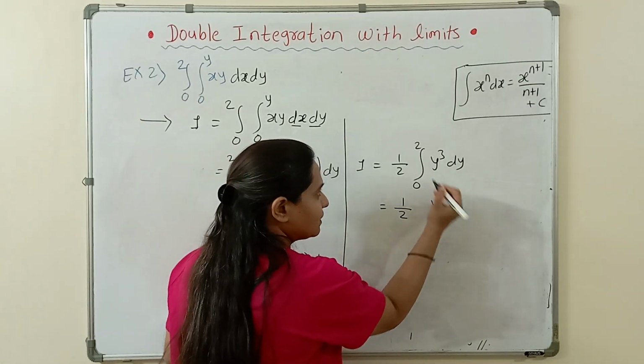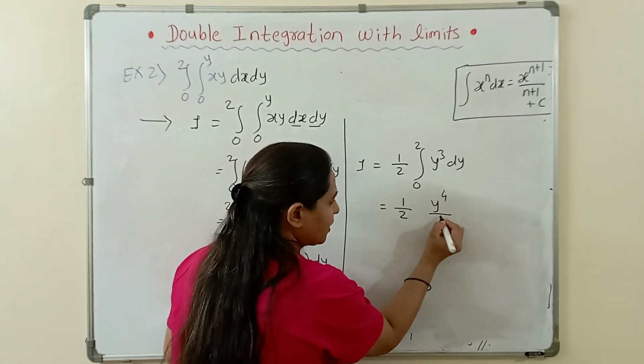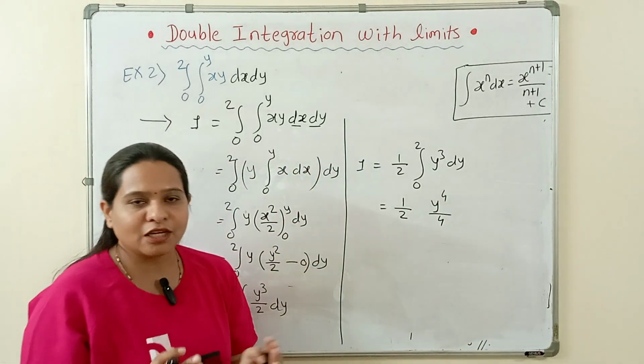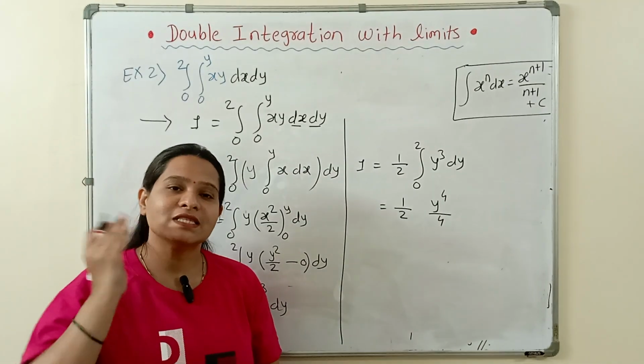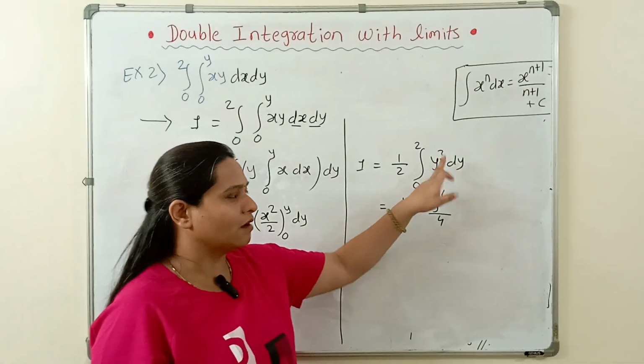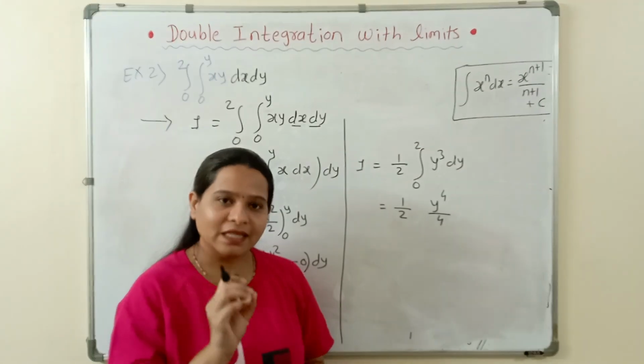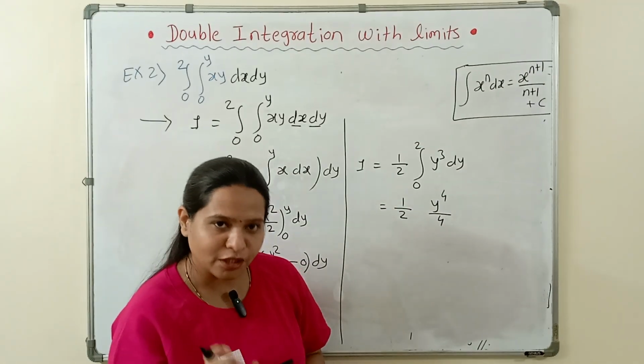Y raised to 3 plus 1, that is y raised to 4 divided by 4. Whenever we integrate, we increase the power by 1. Whatever the power is, while doing the integration, add 1 to it and write down the same power in the denominator.